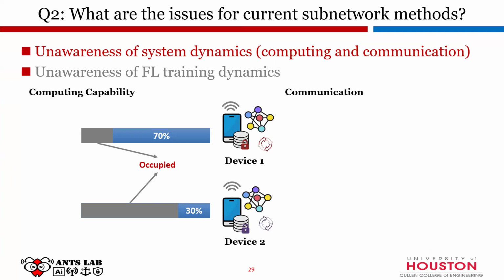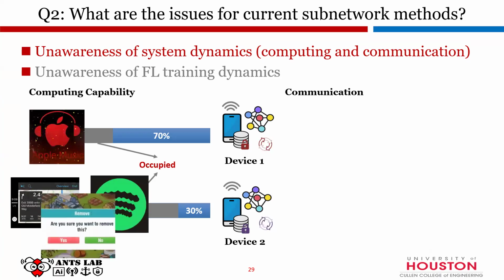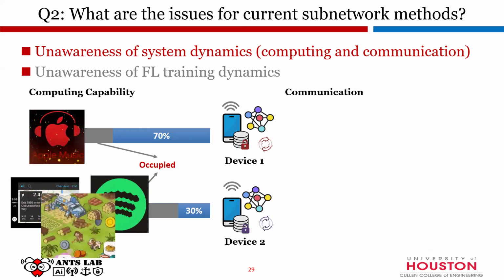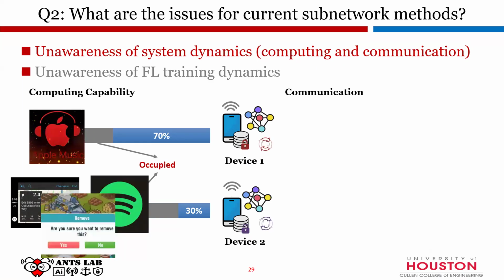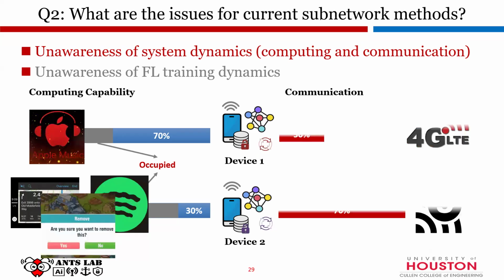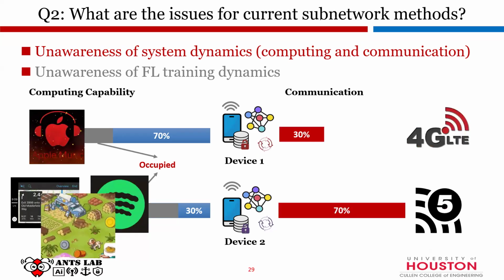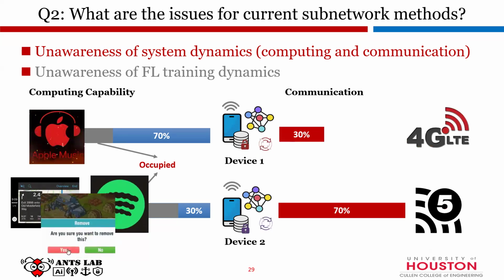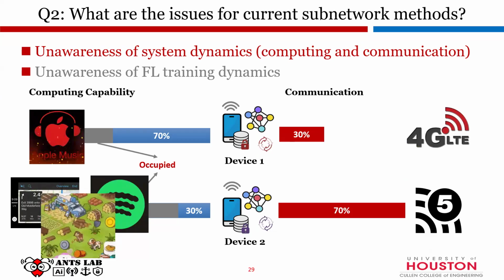This can be an example of the first person maybe just listening to Apple Music, while the second person is not only driving, he's also listening to Spotify, and he's also playing an online small mini game or something. But overall, you can see the different computing capabilities may change across the training. As for the communication, it is also a similar issue where the second device maybe is using Wi-Fi 5. It has a relatively powerful communication condition, while the 4G LTE is much slower, so that is going to affect the transmission time of the training.